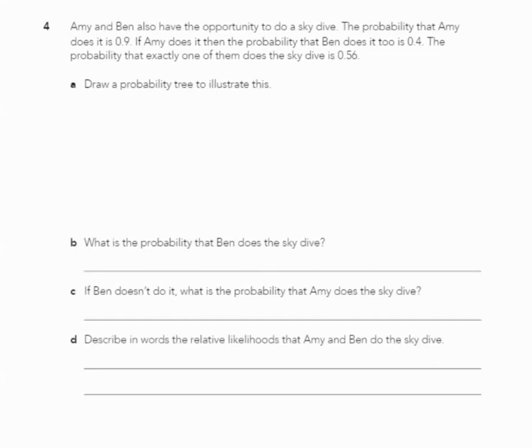So this is question 4 on page 44. First thing, we've got Amy and Ben doing a skydive. The probability Amy does it is 0.9. If Amy does it, then the probability Ben does it is 0.4.